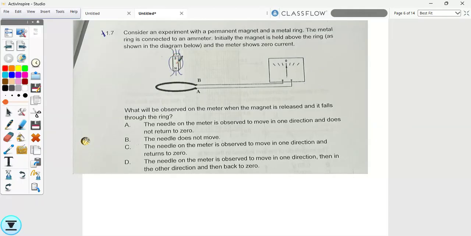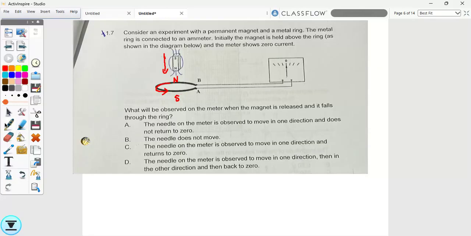As it's going in, it's going to try and oppose the change in flux again. So while we're moving the magnet down, we are pushing a north pole into this loop. So this loop is going to create a north pole at the top, a south pole at the bottom. So your thumb would be pointing up, and that means the current in this loop would be going anti-clockwise. Are you getting that? Okay. So that's while it's moving in.